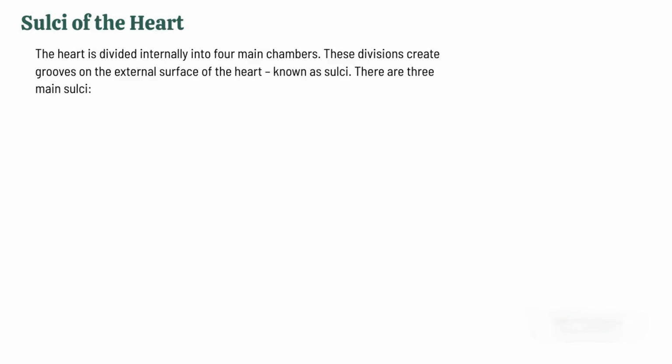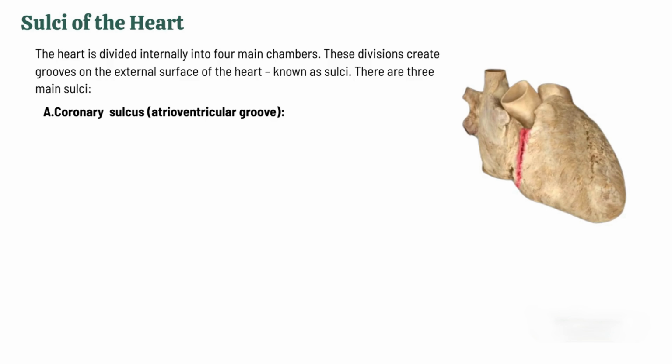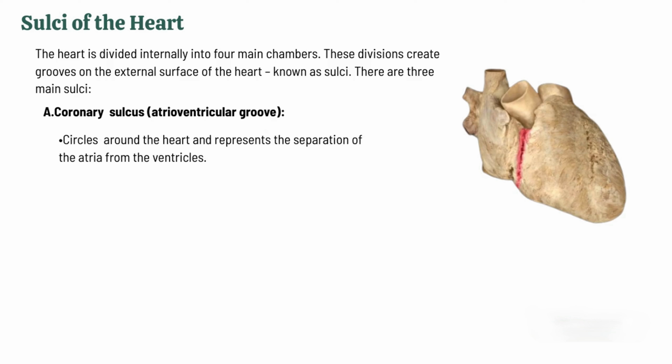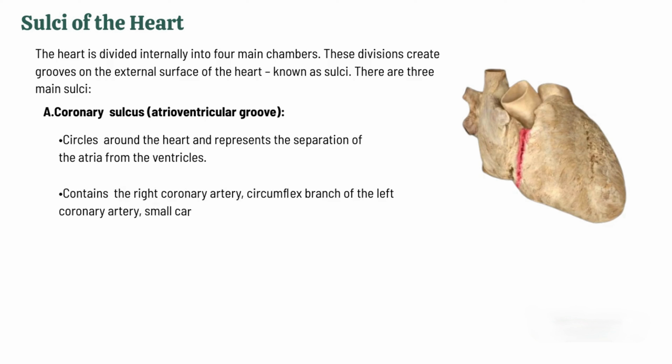Sulci of the heart. The heart is divided internally into 4 main chambers. These divisions create grooves on the external surface of the heart known as sulci. There are 3 main sulci. A. Coronary sulcus, the atrioventricular groove. It circles around the heart and represents the separation of the atria from the ventricles. It contains the right coronary artery, the circumflex branch of the left coronary artery, the small cardiac vein, and the coronary sinus.